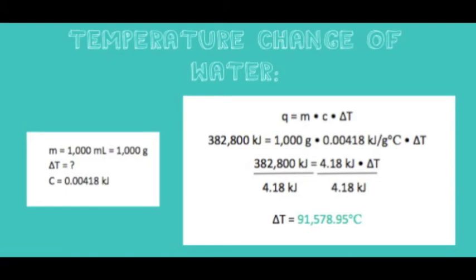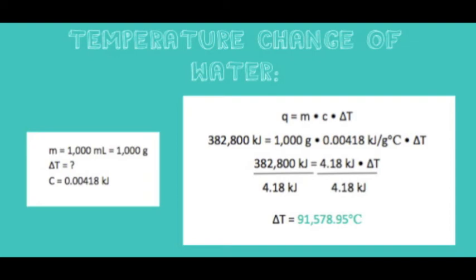We know that our mass is equal to 1,000 milliliters, which is equal to 1,000 grams. We still must find the change in temperature, and we know that our specific heat capacity is 0.00418 kilojoules. I was able to find this because I know that 1 joule is equal to 0.001 kilojoules. We are finally going to be solving for the change of the temperature that is unknown for now.